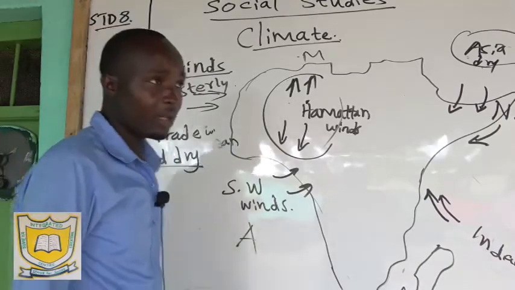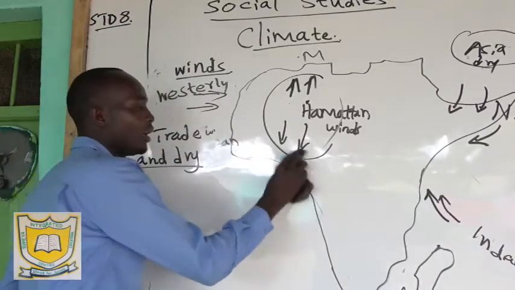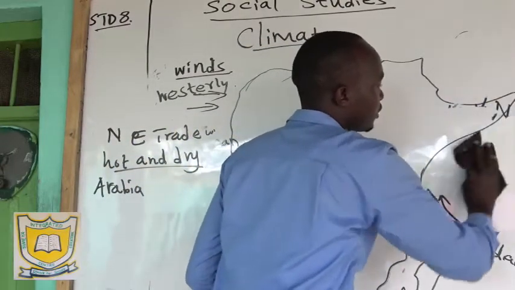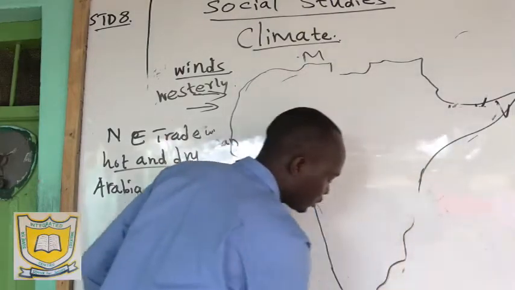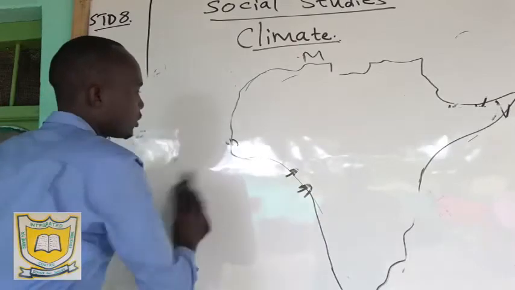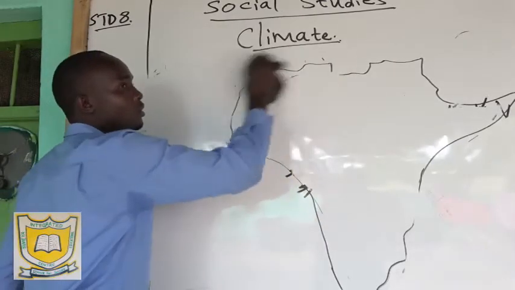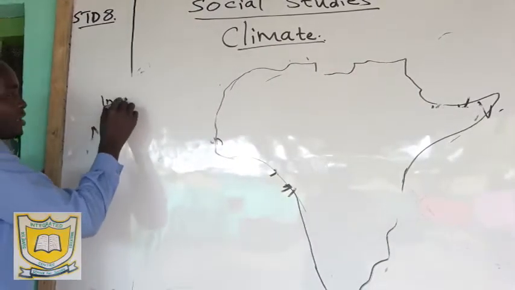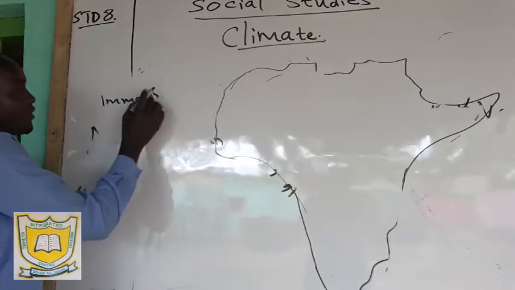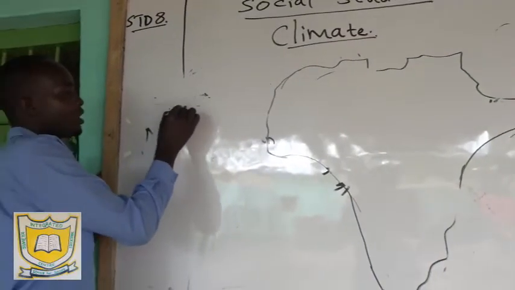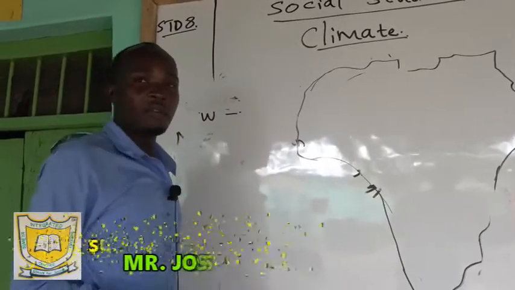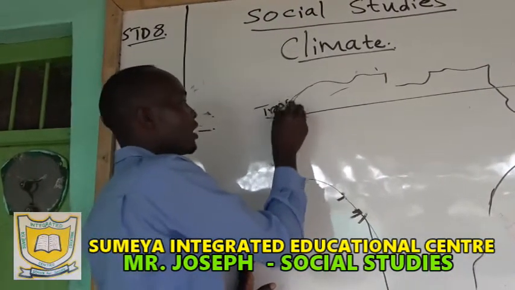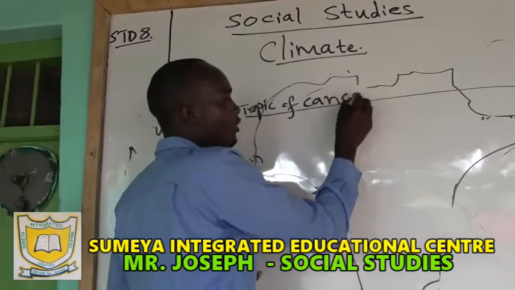Then another thing that affects climate is latitude. What is latitude? Latitudes are imaginary lines on the world globe that run from west to east. For example, in Africa we have three major latitudes. This one is called the Tropic of Cancer. Tropic of Cancer is here.